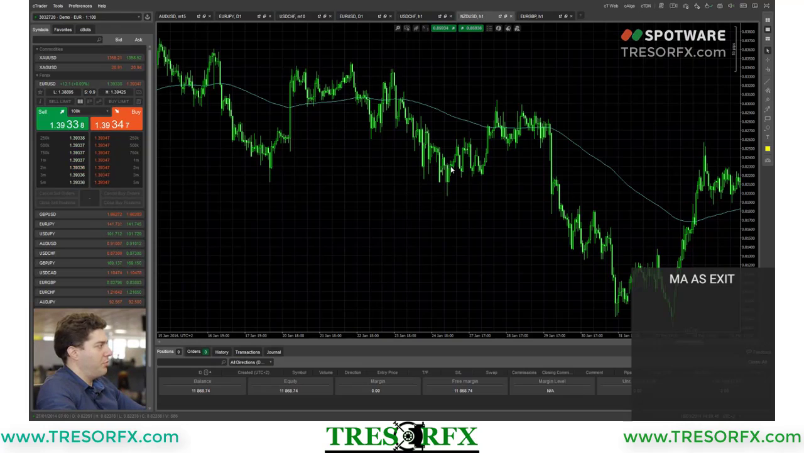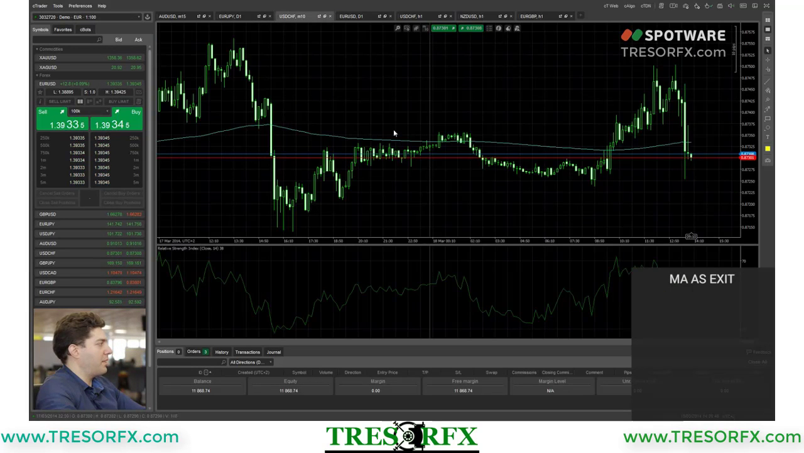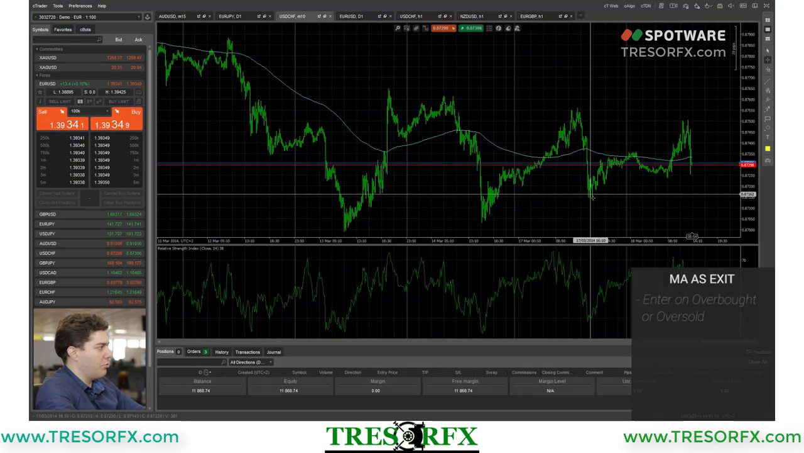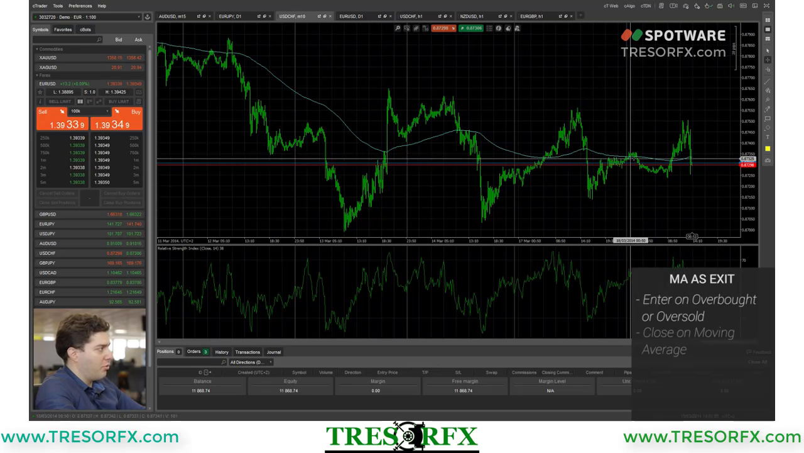The next way you can use your moving average is using it as an exit on your mean reverse strategies, or using it as an exit during a trend. So let's go to cTrader, so I'm going to show you what I mean. In a mean reverse strategy, we're using an oscillator to enter the market. So let's see here in the USD Swiss franc chart. We have plotted an oscillator, and because we see that there is no trend and the market is just going in a range, we're entering when it's overbought or oversold, and we're closing on the moving average. That's why it's called mean reverse.